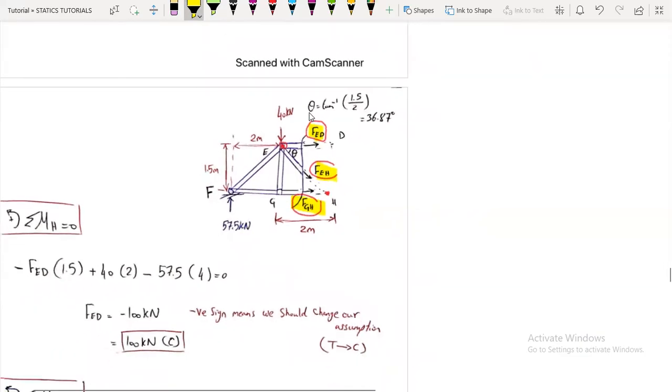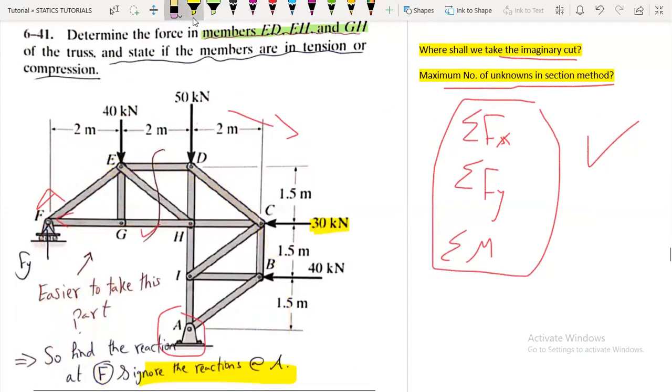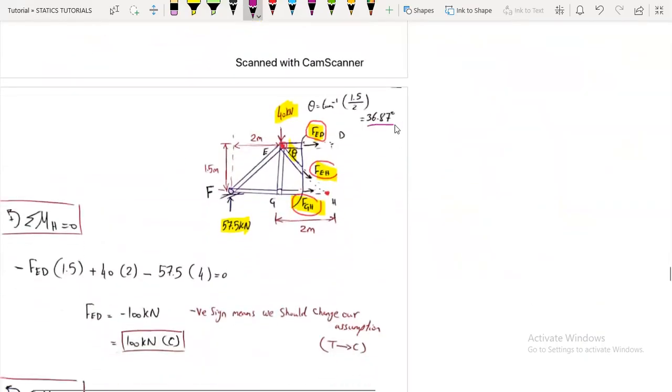Of course, we should not forget the external forces in the section or the part that we are going to choose after we make the imaginary cut. And we should, of course, include the reactions. So here the angle theta, we can find it easily from here. Here is the angle. We can say tan inverse this distance or length 1.5 over 2. Okay. So it will be 36.87.